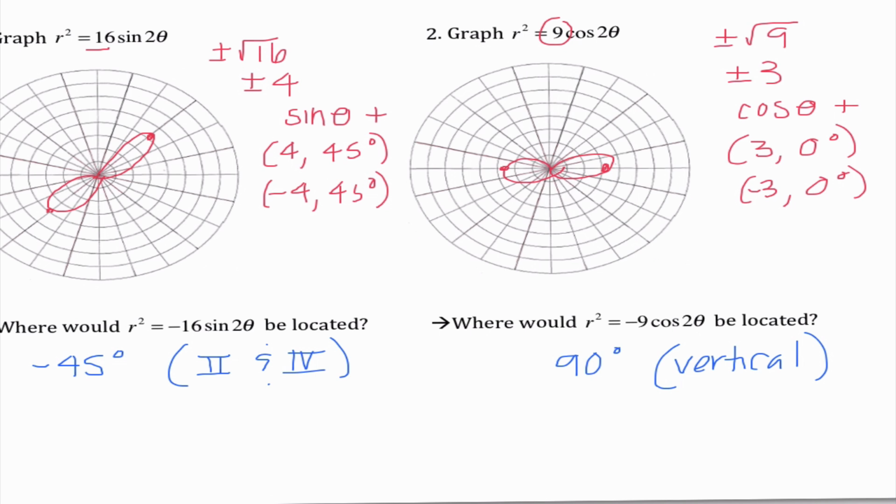So this was a quick overview of each of those particular graphs separately. The next video that I'm going to make is going to just be going through a bunch of problems where we're going to have to analyze what type of graph it is and then go ahead and figure it out.